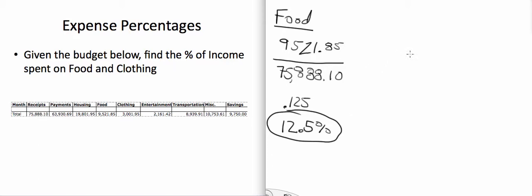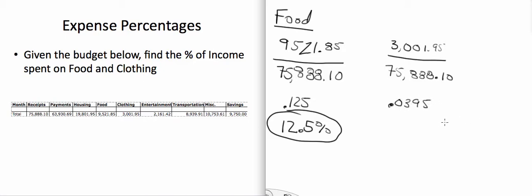We do the same process for clothing. $3,001.95, and that's divided by $75,888.10. And when we do this, we get an answer of 0.0395. If you know anything about the laws of rounding, this rounds up to a 0, which rounds this up to a 4, so we can just write this as 4%.